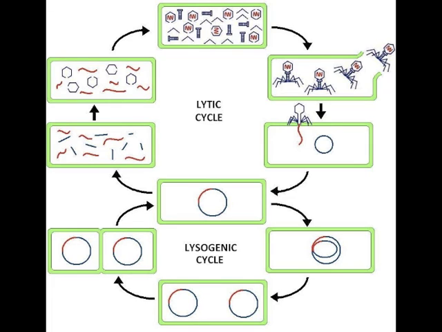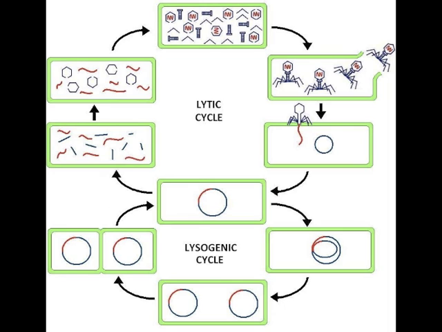Now I'm going to explain the lytic cycle. Once attached to a host cell, a virus injects its nucleic acid into the cell. The nucleic acid takes over the normal operation of the host cell and produces multiple copies of the virus protein code and nucleic acid. Once produced, the protein codes and the nucleic acids are assembled into the new viruses.